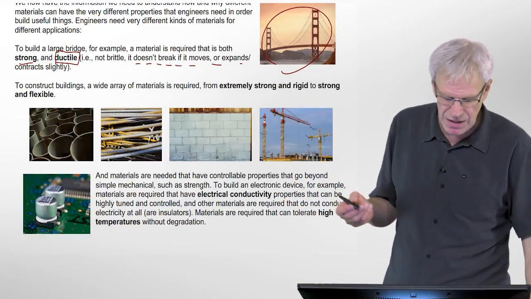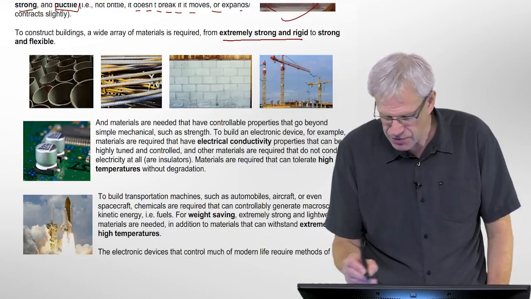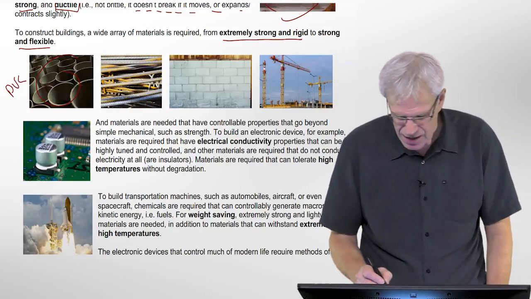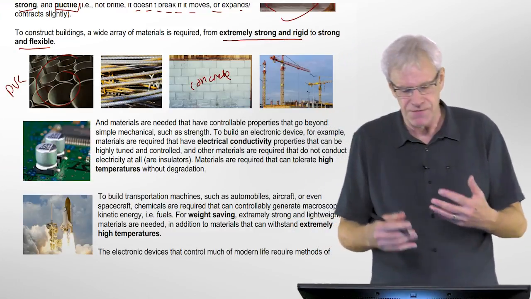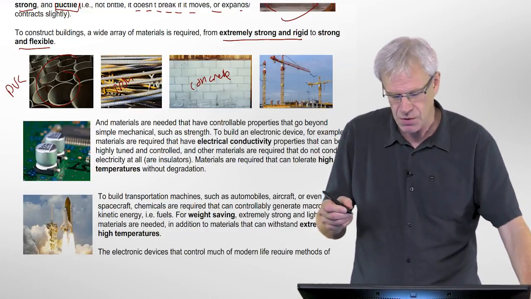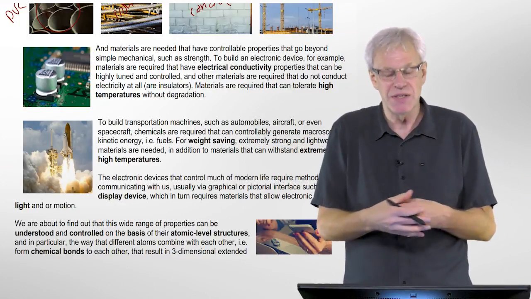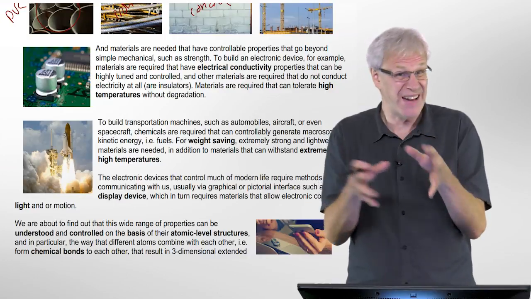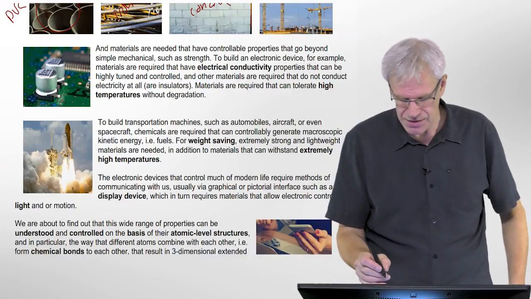And if you want to construct buildings, you need a really wide array of materials, from extremely strong and rigid to strong and flexible. Here's some PVC piping, here's some concrete and so on and so forth. These are very different kinds of physical properties. Here's iron. And of course, we want to build not just buildings and large things, we want to build electronic devices, for instance. And so we need fine control over electrical properties, electronic properties. How does electricity flow? That's really important.